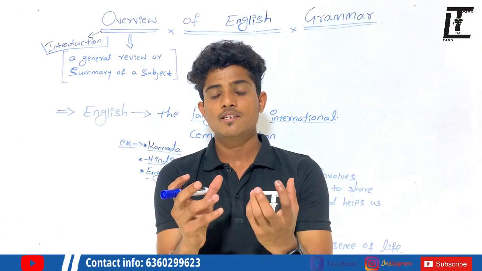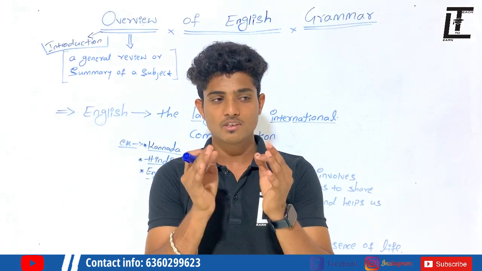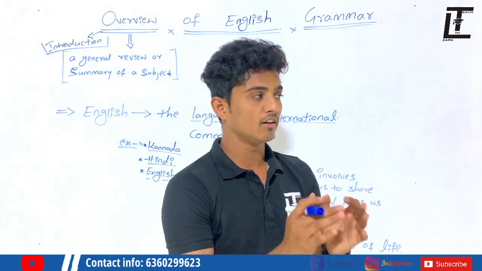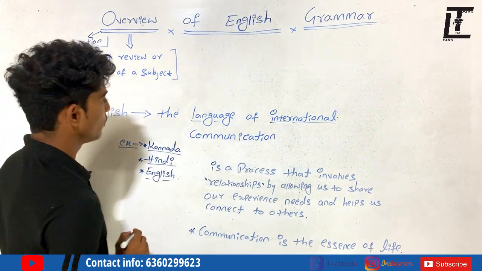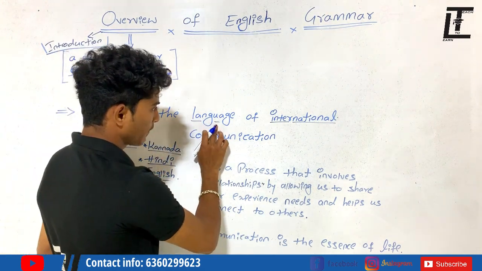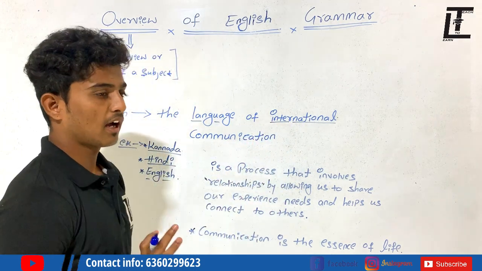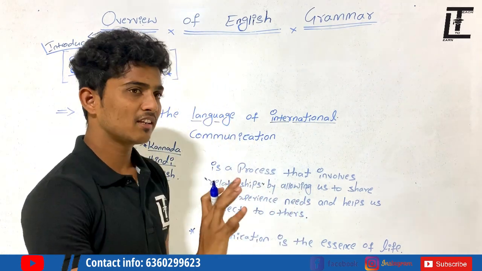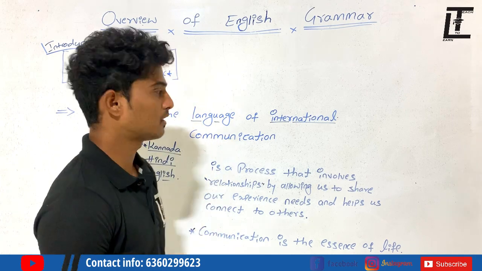English is a language which is used and which is the most preferable language in the world. And what is this English? According to the definition, I'm gonna tell you. English is the language of international communication. So I think you might be thinking, what is this language and why is it used in international communication? Do not worry, just keep connected with me. I'll tell you.